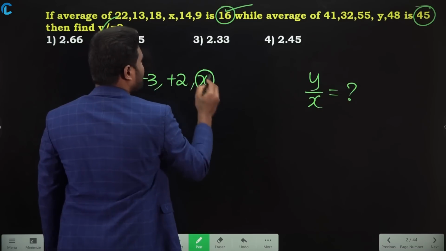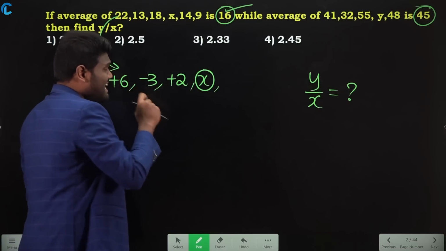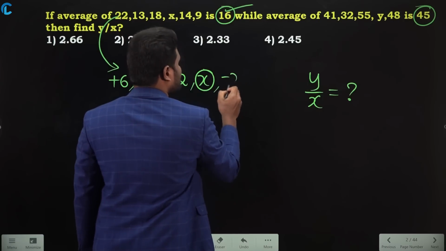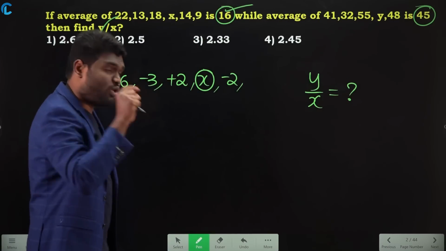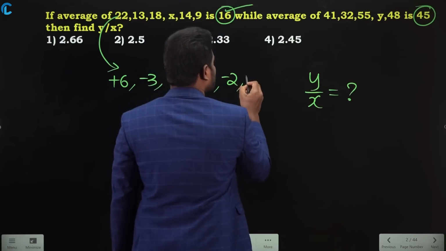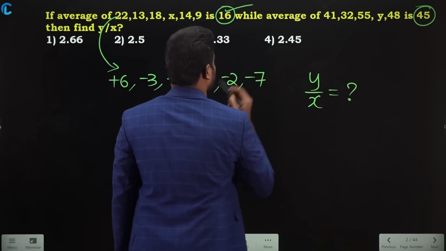So next you have 14. Now 14 is less than 16. How much less than 16? 2 less than 16. Next you have 9. 9 is also less than 16. How much less than 16? 7 less than 16. Okay.